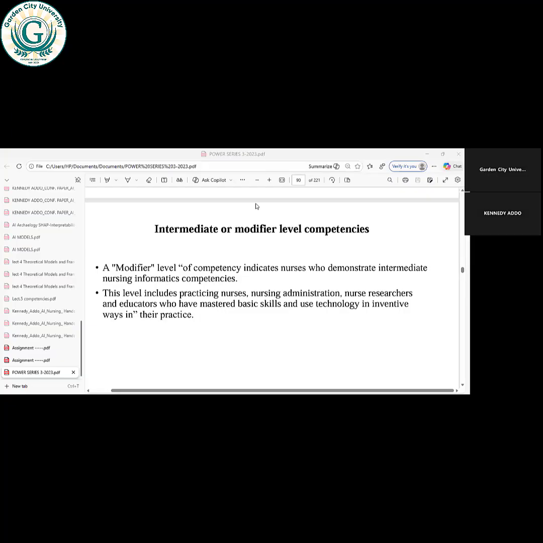But at this level, I would say that because everybody is using electronic health records in the current setup, we can all be placed at the level of intermediate or modifier. But we have to go back to the beginner level and do some assessment to see whether we have all the qualities. If not, we need to sharpen our skills at the beginner level before we come to the intermediate.